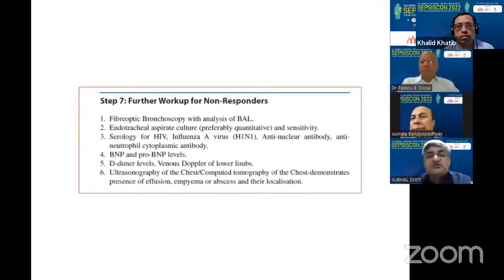Yes, thank you, Shushruth. You have exactly covered that, of course, further non-responders should be analyzed with bronchoscopy, or by doing further culture sensitivity with rapid molecular diagnostic techniques. Look for other kinds of diseases or collagen vascular diseases. Look for any heart failure by doing echo, or embolism by doing D-dimer or venous Dopplers, and of course further evaluation with sonography and chest.